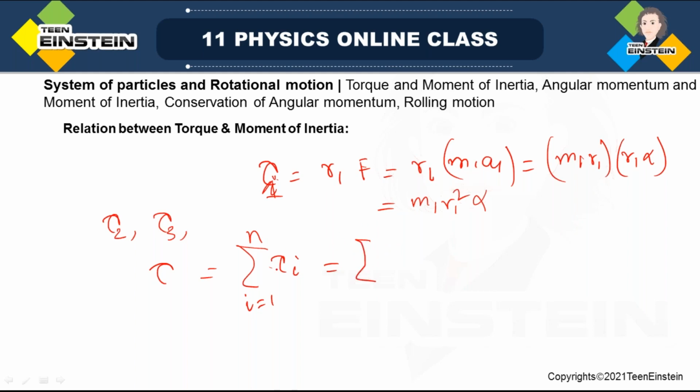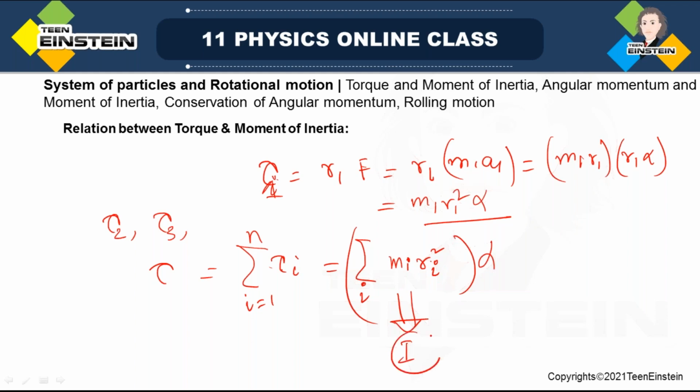So what I can write is this: m1 r1, sorry, mi summation, ri square summation, this into alpha. And if you recollect the definition, this is summation of mi ri square. This gives you the moment of inertia of the rigid body, moment of inertia of the body about the given axis of rotation.